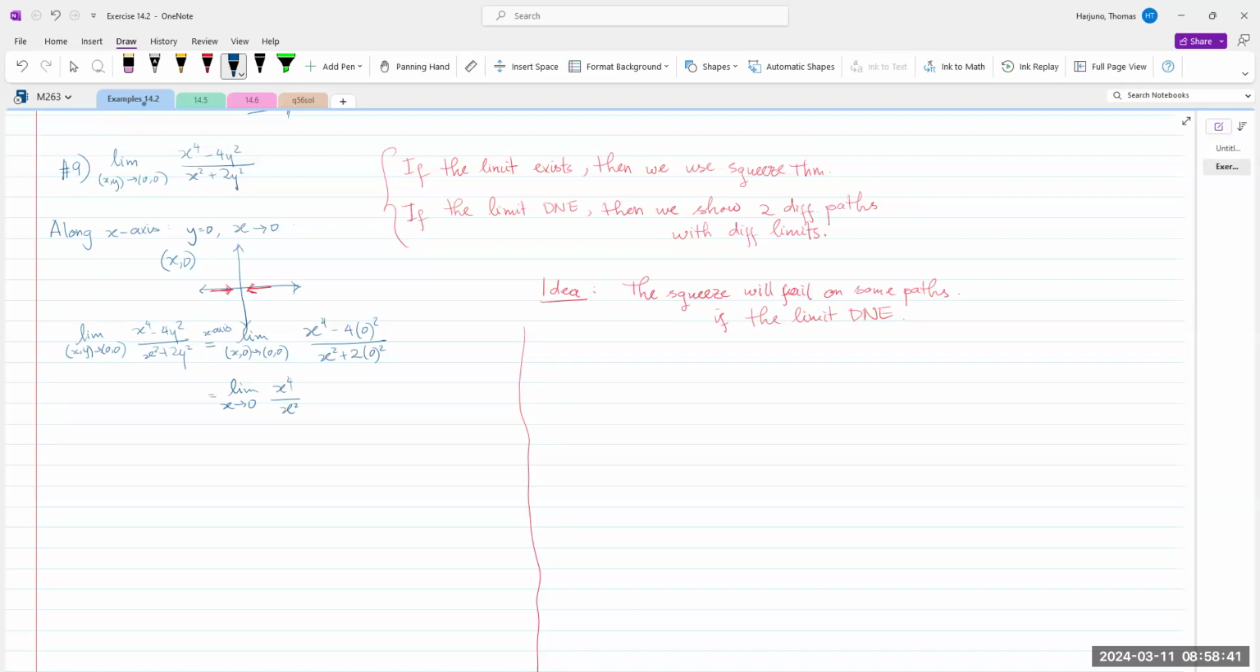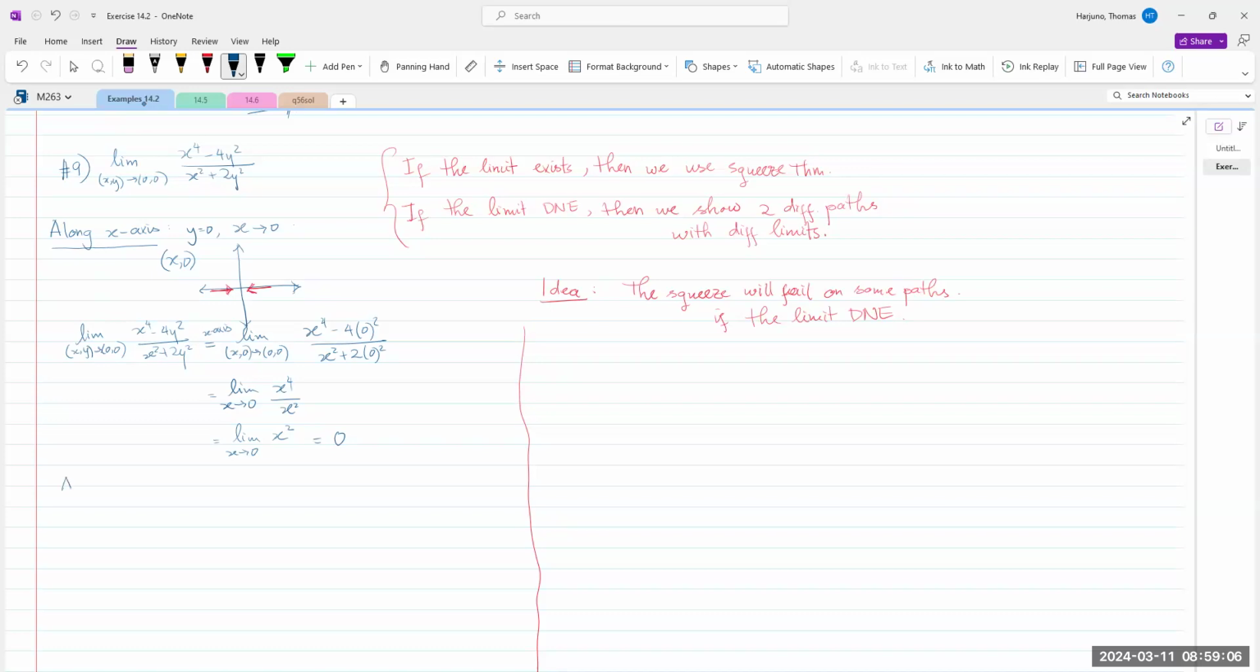But those are 2 steps though. We need to show those 2 steps. First, we need to simplify, and the simplification is possible because x is approaching 0 but is not 0. Then at this point you plug in, replacing x by 0, and therefore the limit notation disappears. You get 0. That's if we go along the x-axis.